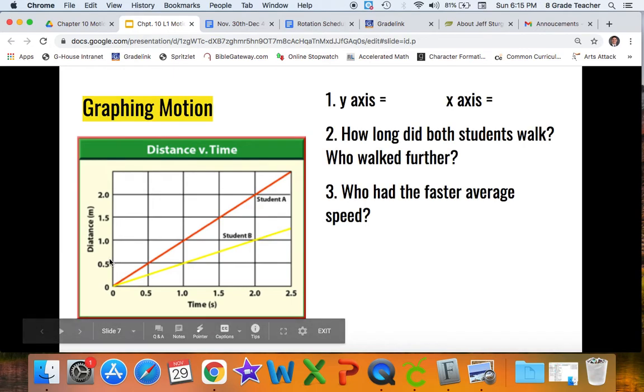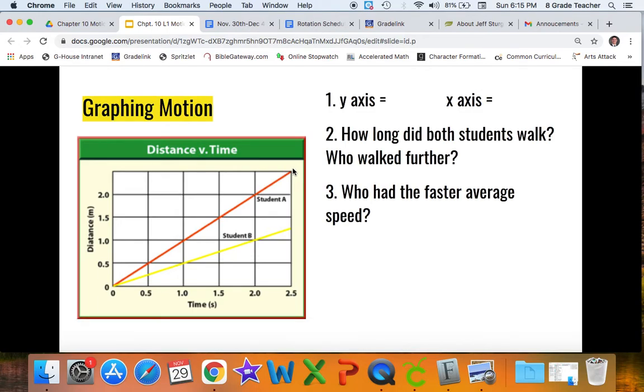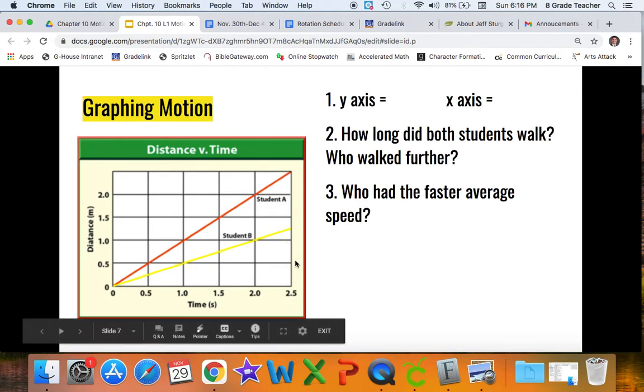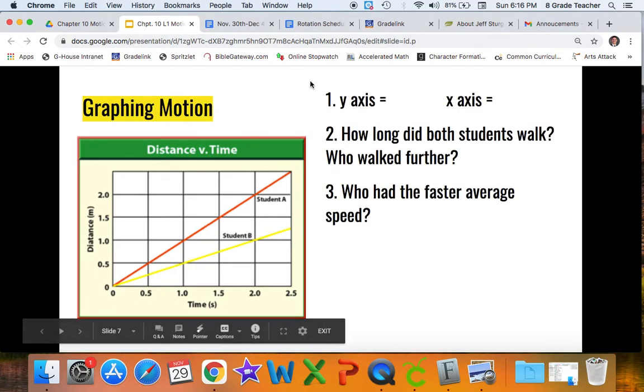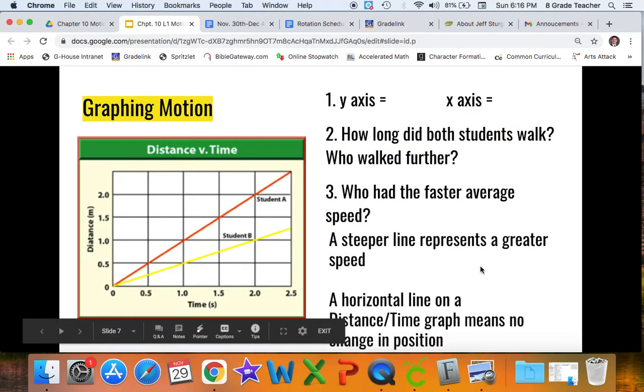Now, one of them went farther because they were walking faster in that same amount of time. This student was able to go 2.5 meters in 2.5 seconds because they walk 1 meter per second. This guy who's a slowpoke, student B, only walked about 1.25 meters in that same amount of time. So you can see the difference based on how steep that line is. A steeper line represents a greater speed. A horizontal line represents no change in position whatsoever.